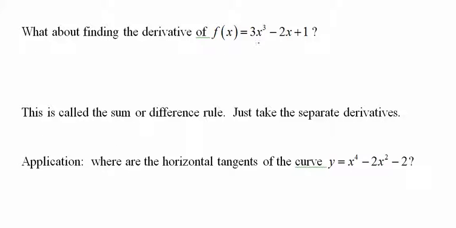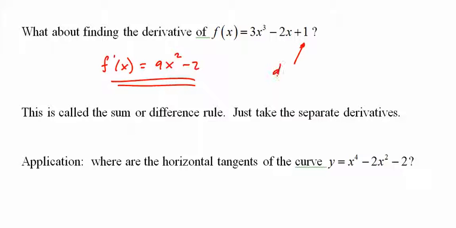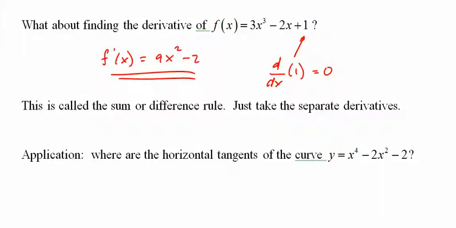How about if we have them spaced out? No problem. f prime of x equals 9x squared minus 2. Done. What happened to the 1? d/dx of 1 is 0. So just take the separate derivatives. It's a sum or difference rule. It's kind of silly.